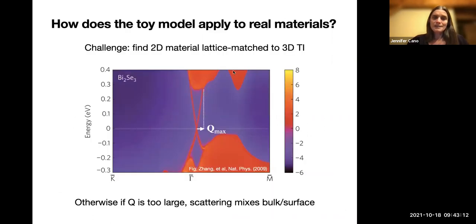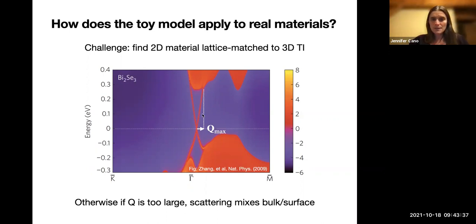So then we want to ask, for this final investigation, how does this toy model actually work for real materials? And so what we originally considered doing was, let's look at hexagonal boron nitride on the surface of bismuth selenide. These things are lattice matched up to a factor of √3, or nearly lattice matched up to a factor of √3. And so it seemed like a reasonably good candidate.